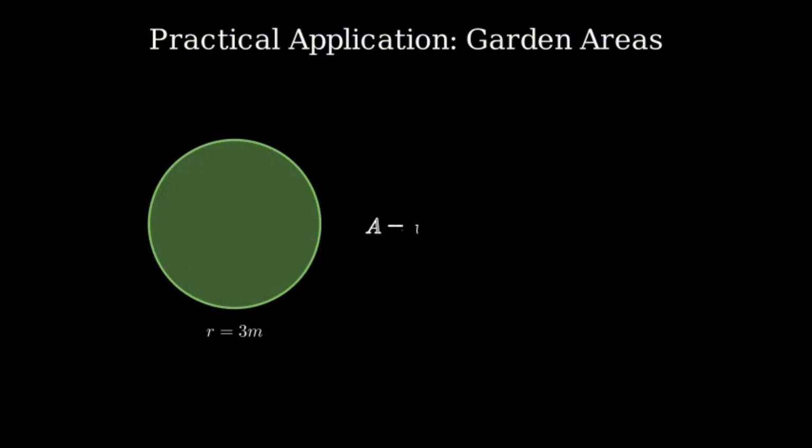The radius is the distance from the center to any point on the circle's edge. To calculate the area of this circular garden, we use the formula A equals pi times r squared, where r is the radius. This formula gives us the total space available for planting. Let's substitute our radius value of 3 meters into the formula, so we have pi times 3 squared. When we calculate 3 squared, that's 3 multiplied by itself, which equals 9. This gives us 9 pi. Since pi is approximately 3.14159, when we multiply it by 9, we get approximately 28.27 square meters of garden space.